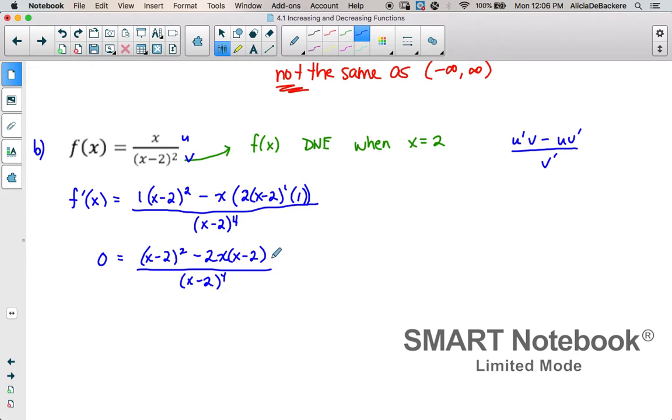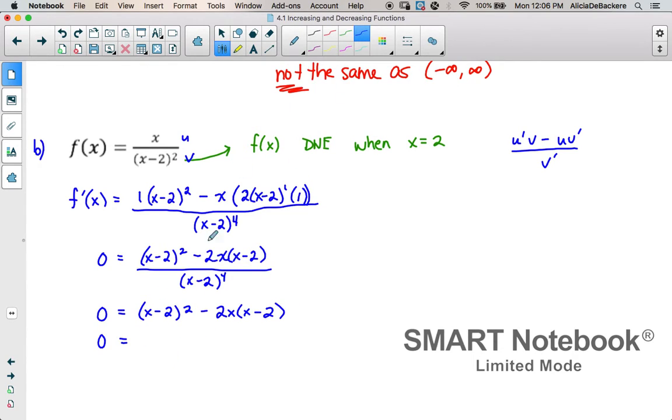Okay, so I still have some cleaning up to do in the numerator, but in the denominator, what I notice now is I have 0 equals one fraction. And as soon as I have 0 equals a fraction, I can bring the denominator up to the other side and multiply it by 0. And I end up with just the numerator is equal to 0. And you can skip this: instead of rewriting the numerator, you could start to simplify it at this point.